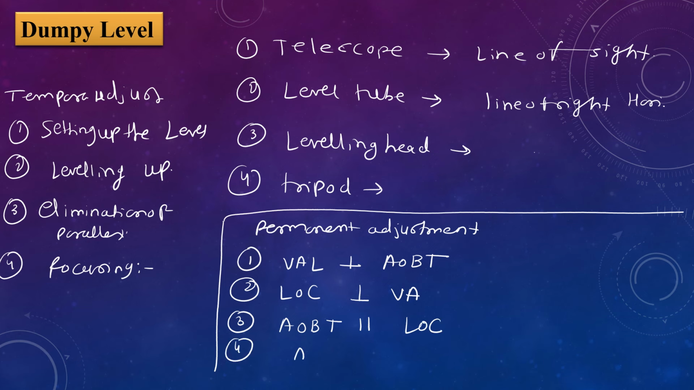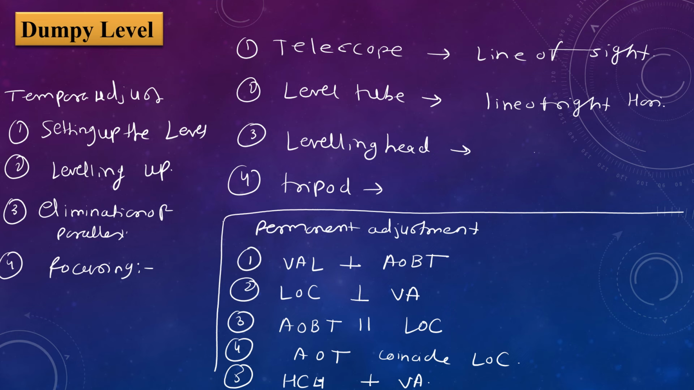Next is axis of telescope coincides with the line of collimation. Then last is horizontal cross hair is perpendicular to vertical axis. So these are the permanent adjustments for the dumpy level.